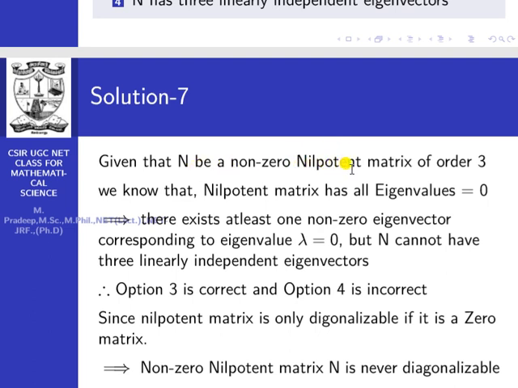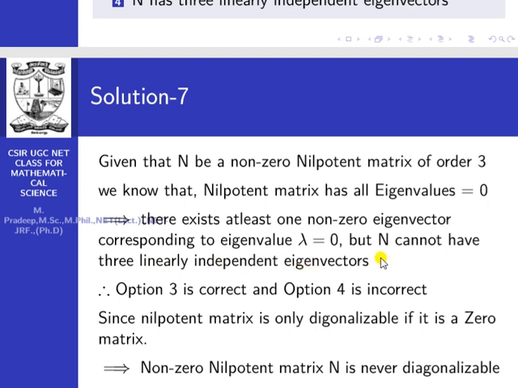N cube equal to 0, so N is a nilpotent matrix of order 3. We know that a nilpotent matrix has all eigenvalues equal to 0. So it implies there exists at least one non-zero eigenvector corresponding to eigenvalue lambda equal to 0. But N cannot have 3 linearly independent eigenvectors.